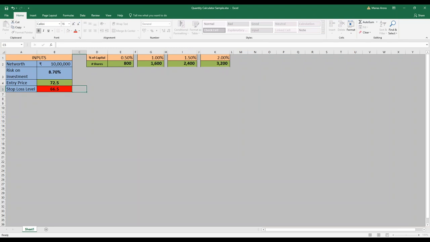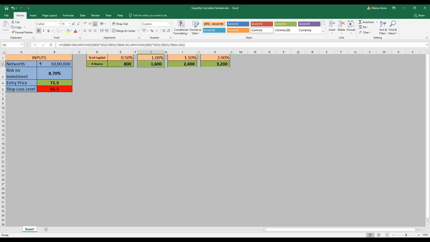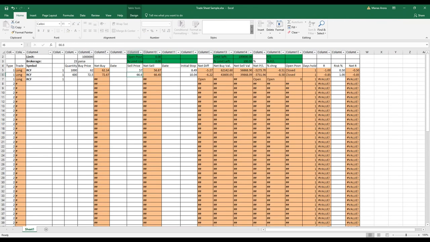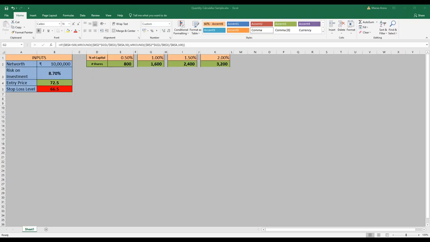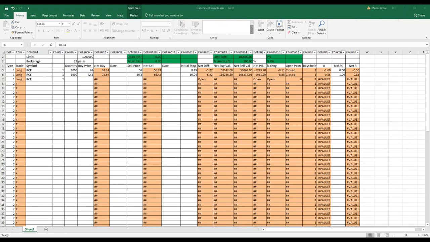72.50, 76, 66.50. My stop is within 10% limit. Now this time I risked 1%. So the quantity I bought was this. Original stop is 8.7. And this time I risked 1, so I'll put 1 here.